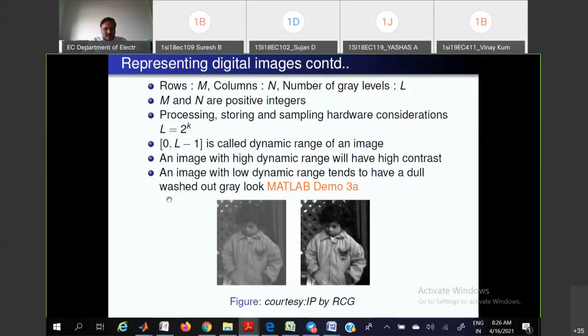Now, I just have a question. I want one of you to answer. Suppose I have a 10-bit image. Can somebody tell me how many gray levels will be there? What is the minimum gray level and what is the maximum gray level? It's a 10-bit image. What is the minimum gray level? What is the maximum gray level? How many gray levels will be there?